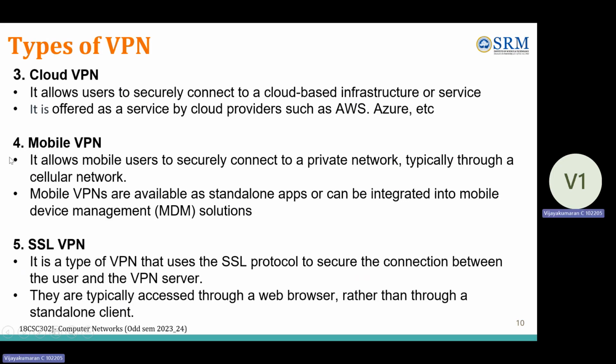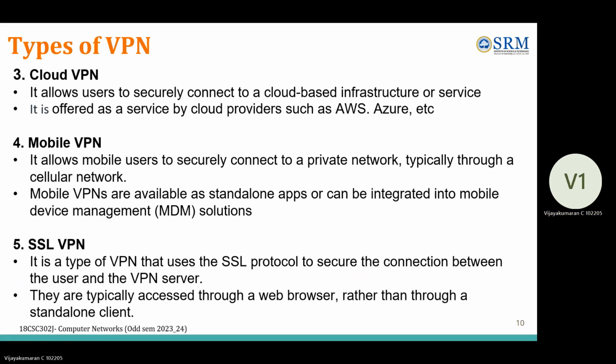Then mobile VPN. If you want to use VPN on your mobile, then you can download the VPN client on your mobile and connect with the VPN server located in the head office or in your branch office. The mobile VPN is sometimes available as a standalone application, or it can be integrated into the mobile device management solutions.